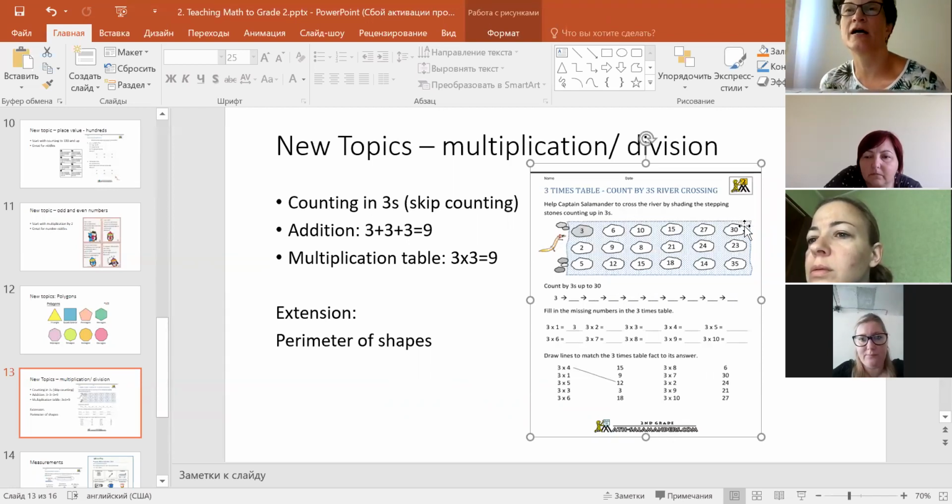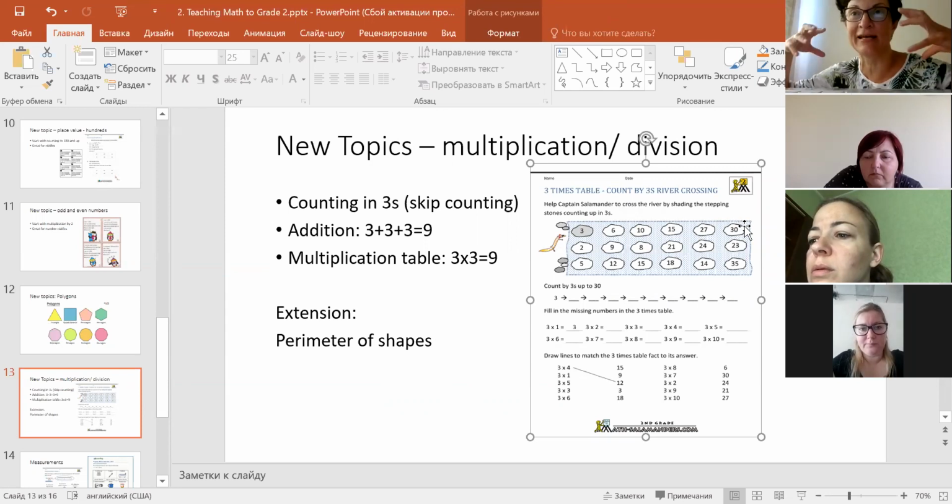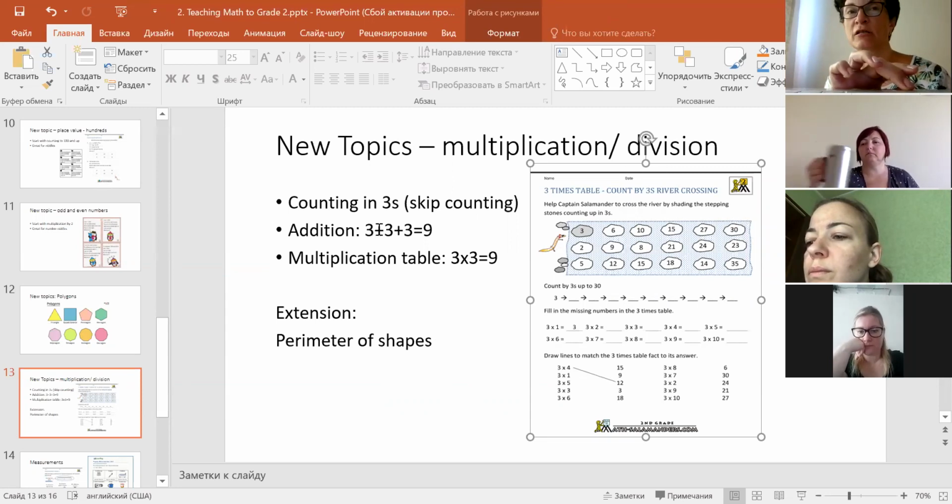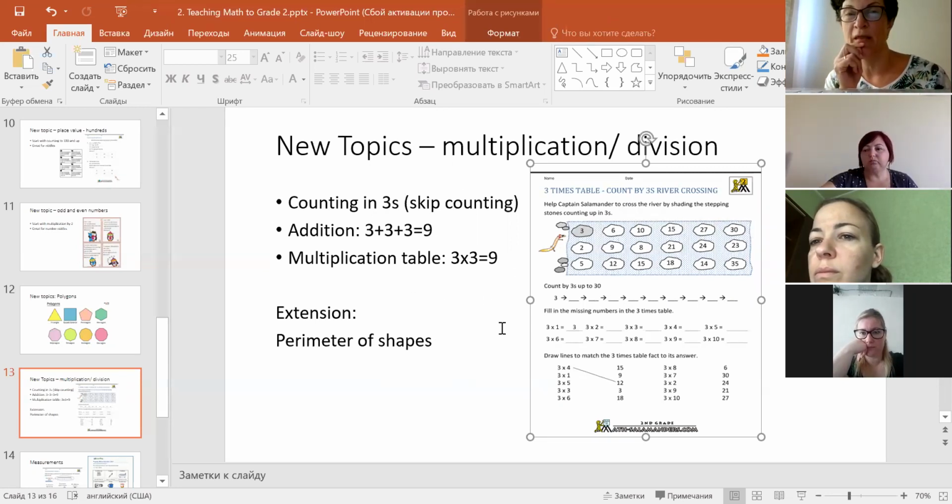Actually, let's look at multiplication operations from this point of view, from a small kid. We just keep counting first, and we understand that every other number is +3. Then we can practice addition. 3 plus 3 plus 3 is 9. And then we can do the multiplication table.